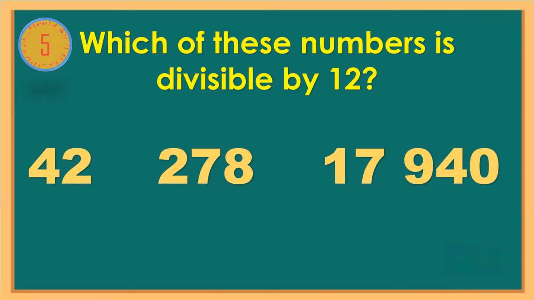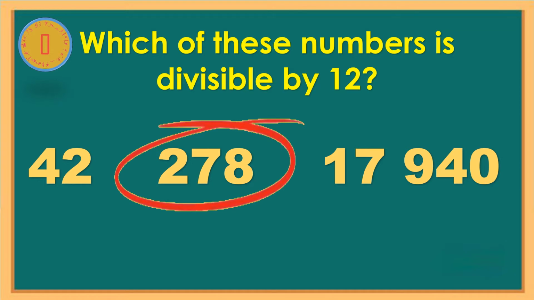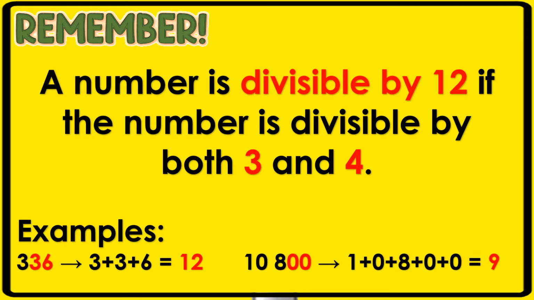Which of these numbers is divisible by 12? 42, 278, 17,940. Yes, it's 278. Remember, a number is divisible by 12 if the number is divisible by both 3 and 4. Examples: 336.